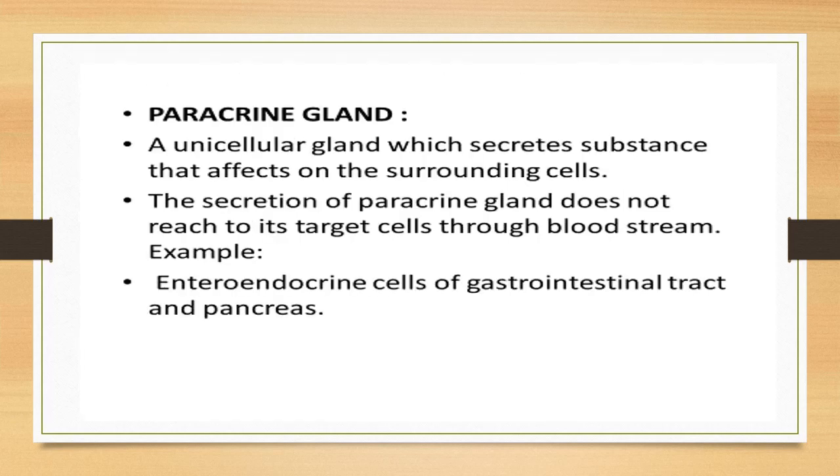Now the paracrine glands are unicellular glands which secrete substances that affect the surrounding cells. The secretion of the paracrine glands does not reach the target cells through the bloodstream. They secrete their secretions into the surrounding tissue, by which, through the process of diffusion, they are carried to the cells in nearby areas. For example, the enteroendocrine cells of the gastrointestinal tract and the pancreas.